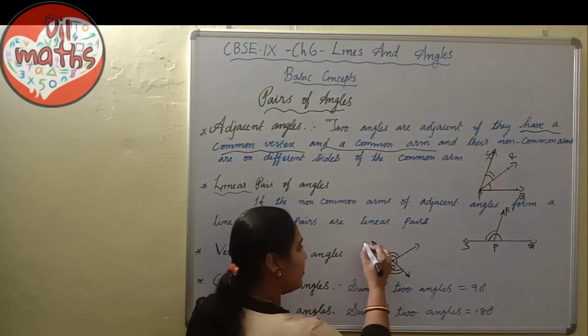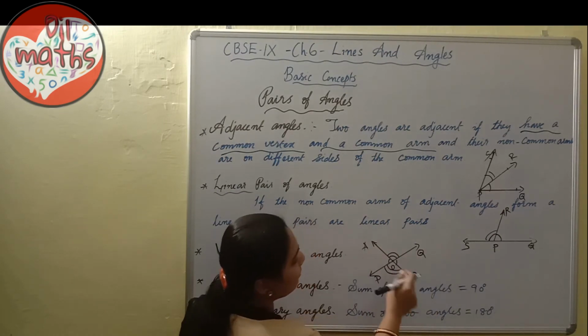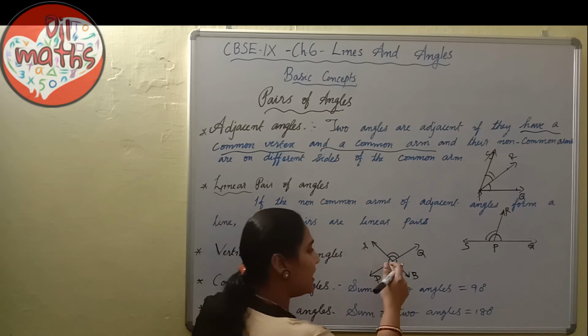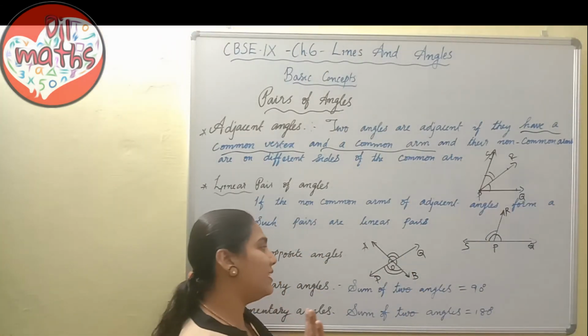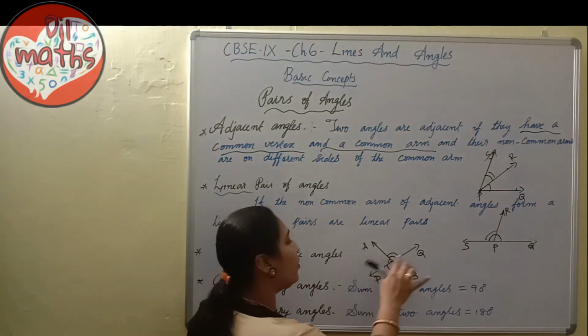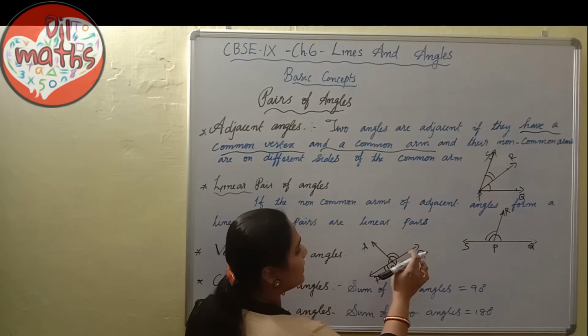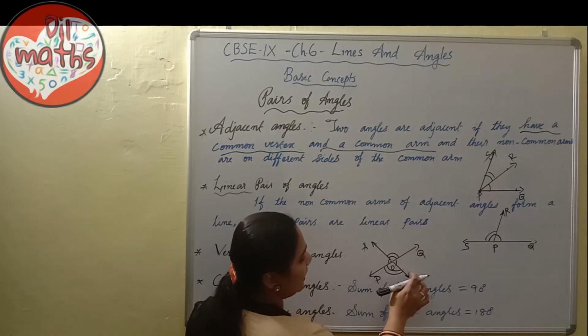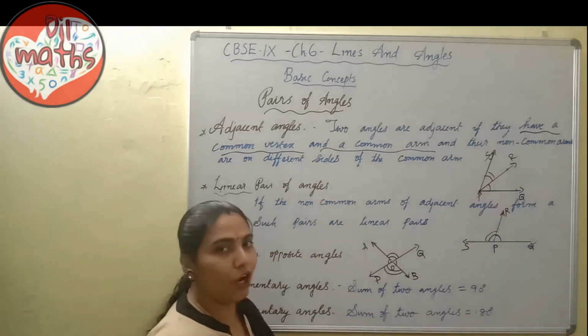Here AB and PQ are two lines and they are intersecting at the point O. Then how many angles did we get? We got 4 angles, and they are vertically opposite in pairs. Here AOP and QOB are vertically opposite. AOQ and POB are vertically opposite angles.